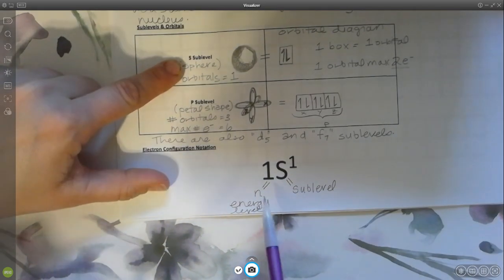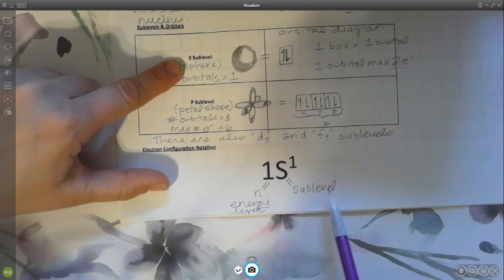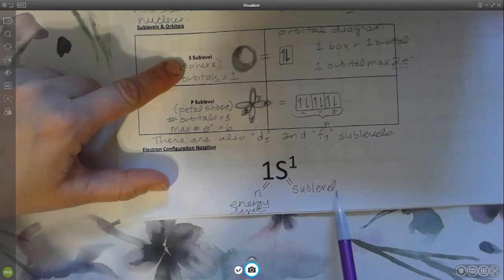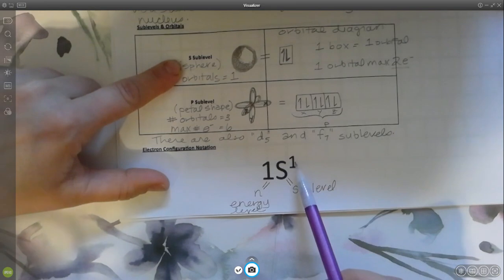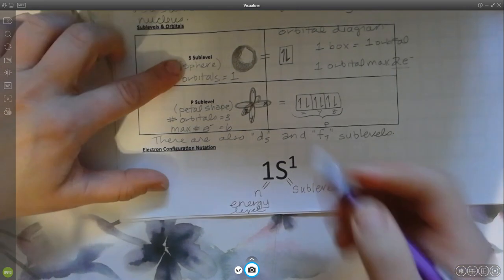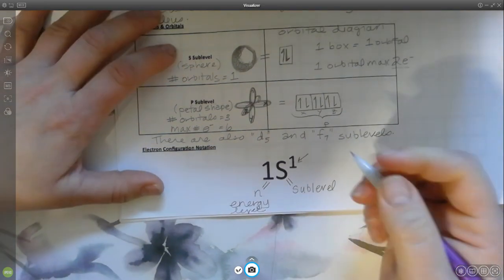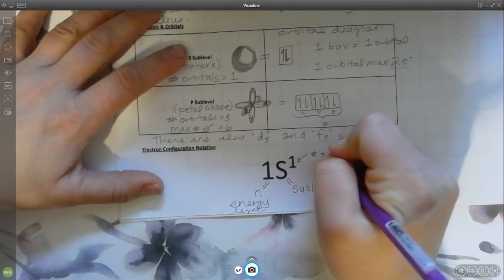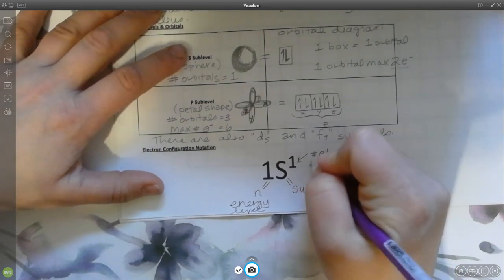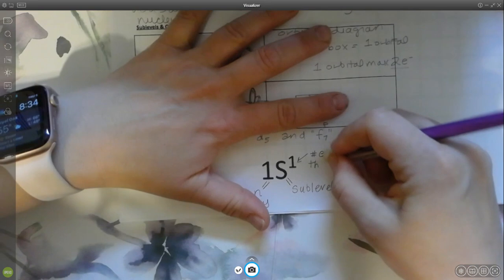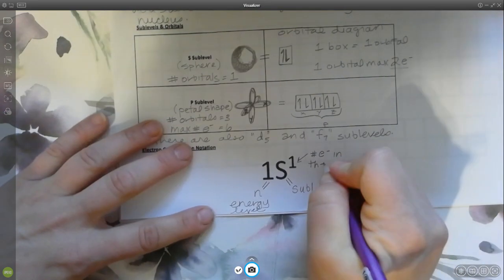This is sort of like saying we live in Michigan, but we specifically live in Berkeley. And then what block do you live on? And this little number 1 is going to tell us, hey, we live here, and this tells us the number of electrons in the sublevel. That should be a little negative sign.